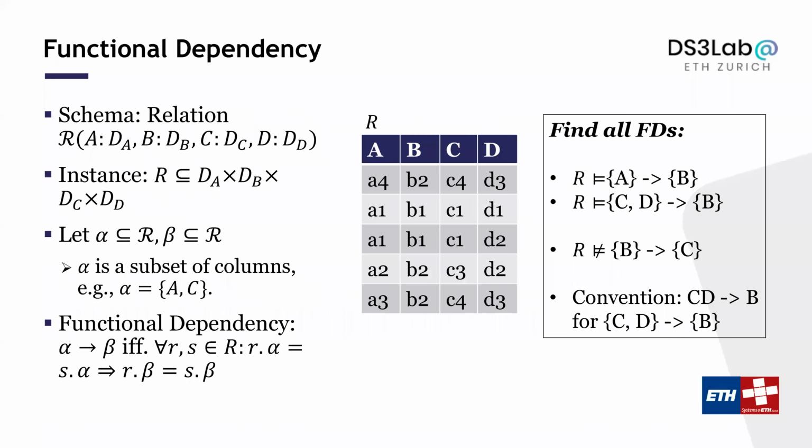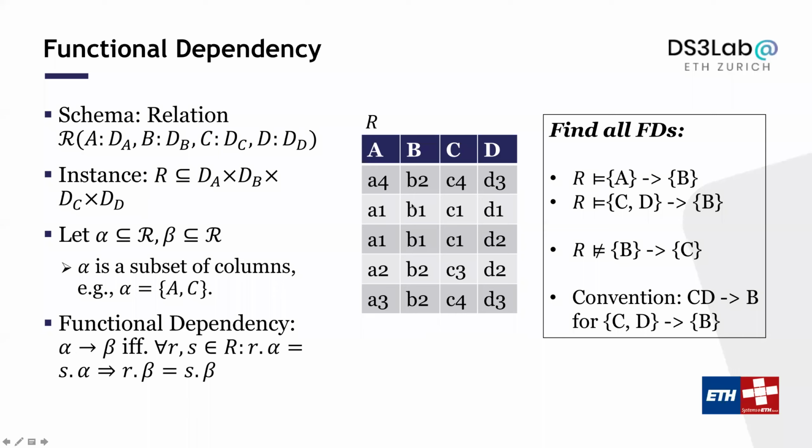This is just one example. Take as an example this relation R with 4 attributes A, B, C, and D. It's clear to see this instance satisfies the functional dependency from A to B. Why? You look at every single value of A. For example, for these two tuples, both have the same value on A, that is A1, but they also map to the same value of B, which is B1. You cannot find two tuples that match on A but have different values in B.